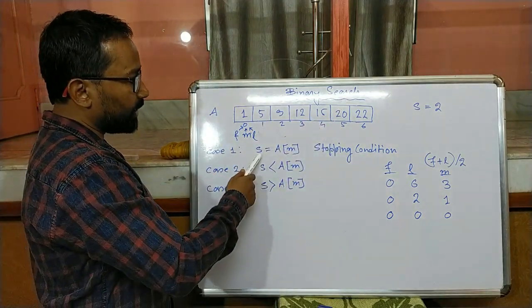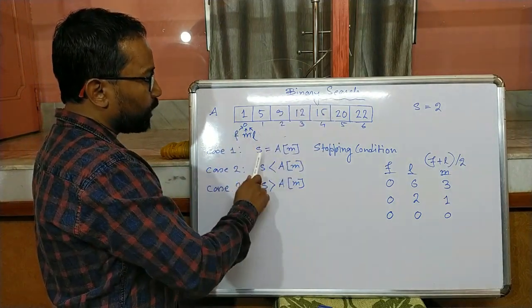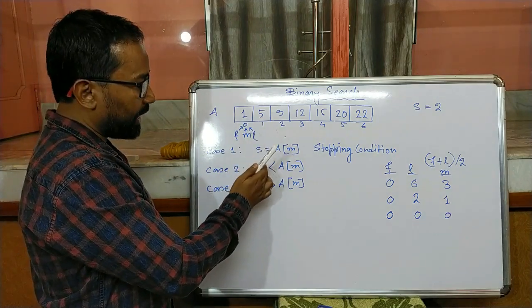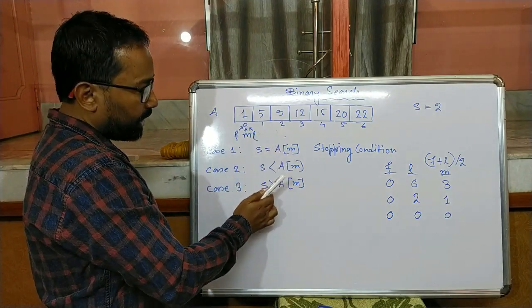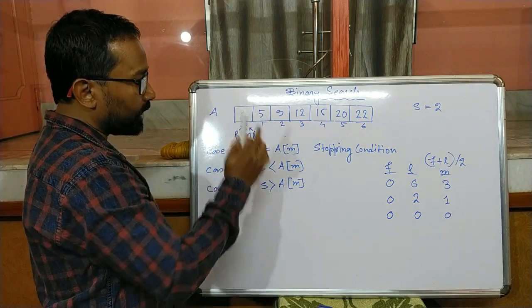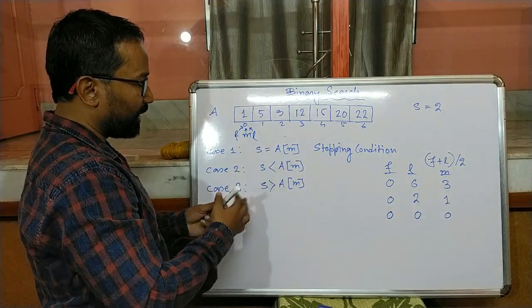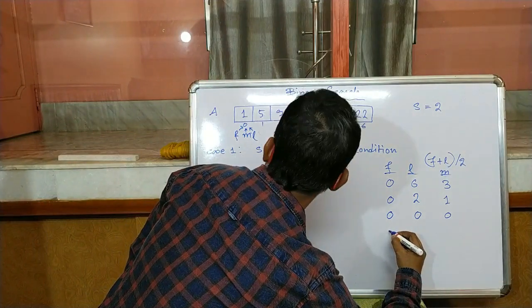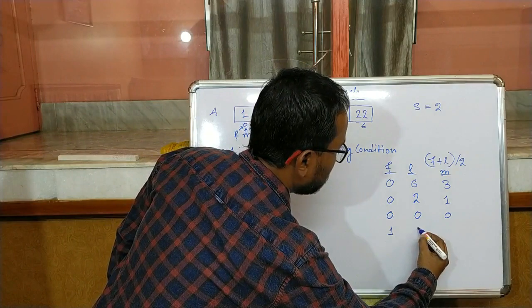So in the next iteration we are checking S is equal to A of M. S is 2, A of M is 1. 2 is equal to 1? No. This is false. In the next condition we are checking S, 2, less than A of M, less than 1? No. This is also false. In the last condition, S, 2, greater than A of M, that is 1. 2 is greater than 1, it is true. So for that we will check the value in the next step after the middle element. Middle element is 0, F will be M plus 1. So F becomes M plus 1, means 0 plus 1 is 1, and L is still pointing to 0.